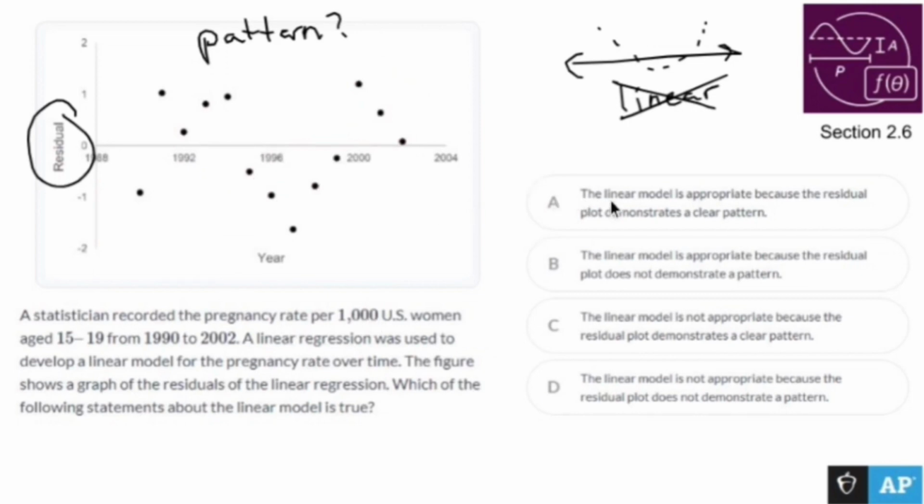So let's choose that. The linear model is appropriate because the residual plot demonstrates a clear pattern? No. Linear is appropriate, but it's because it doesn't present a pattern. The linear model is appropriate because the residual plot does not demonstrate a pattern. Yep. The linear model is not... Nope. So what you're looking for with residual plots is, do you have a pattern? No. Then it's linear.